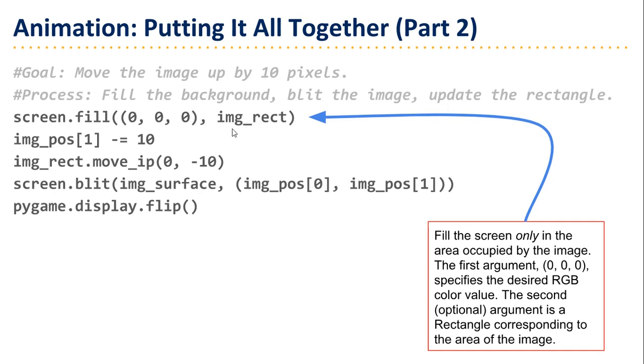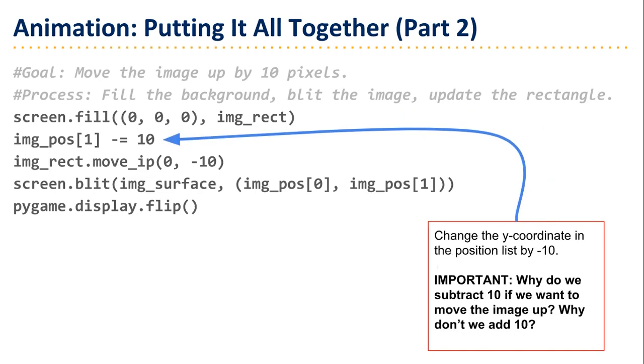And then if I want to fill only a portion of the screen or surface, I'll pass in a second argument, which is a rectangle. And so I already created this rectangle. It perfectly matches with my image. And by passing this rectangle in, I will only fill the image. I'll basically erase the image, but leave everything else on the screen, which is exactly what I want for animation.